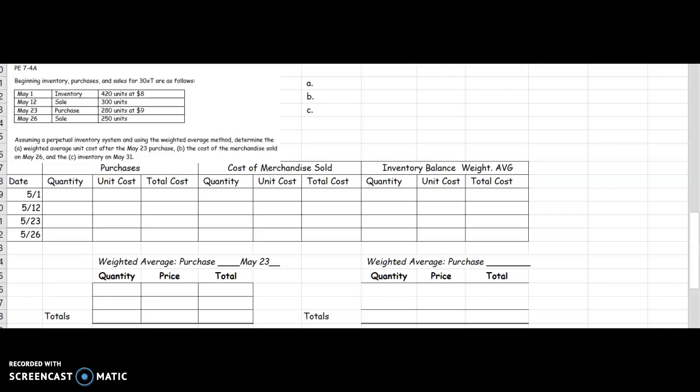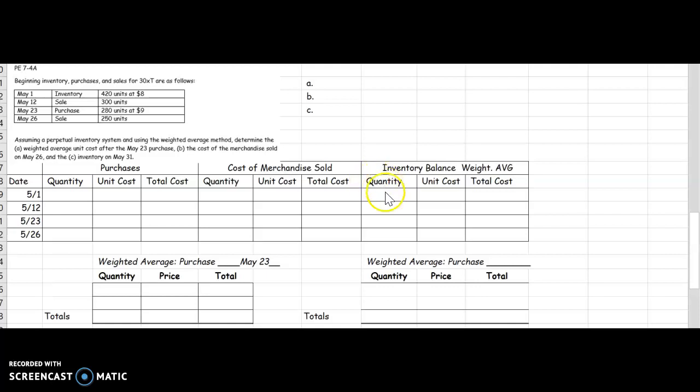Okay, so let's do the weighted average method. In the weighted average method, we are going to get a new average every time we purchase more inventory. Once we get that weighted average, we will use it every time we sell until we purchase more. So every time we purchase something, we'll calculate a new weighted average. That's really the key to this.